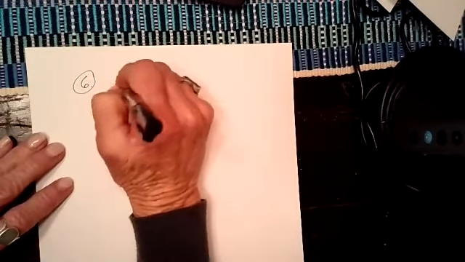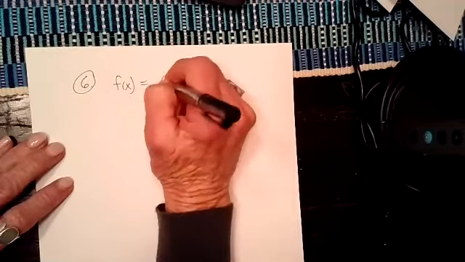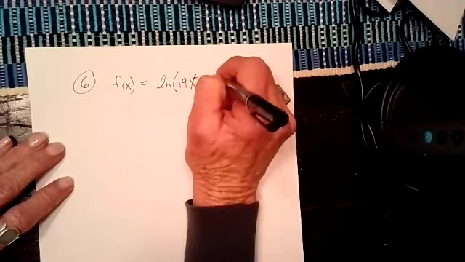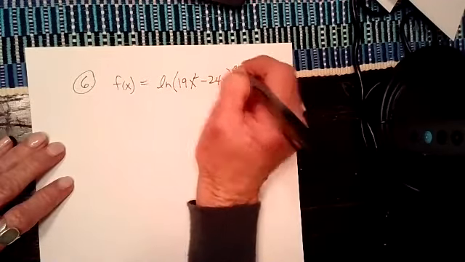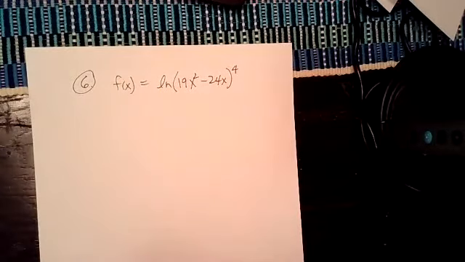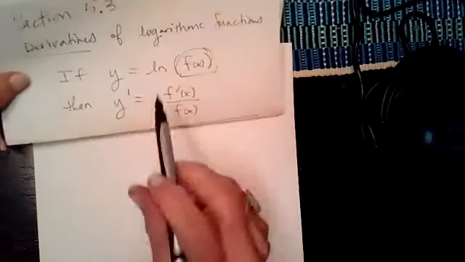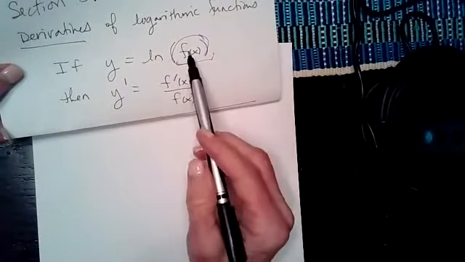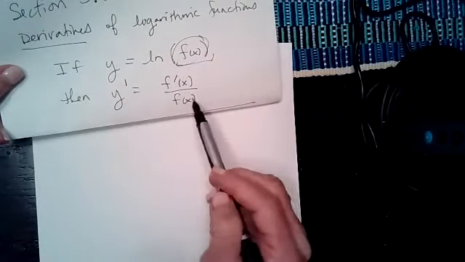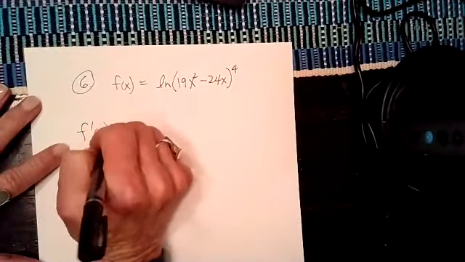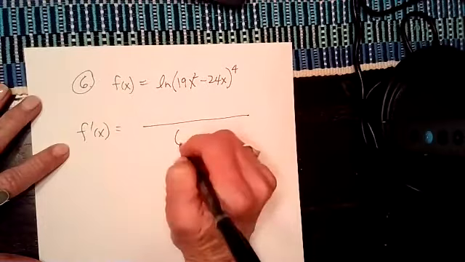So f of x is the ln of 19x squared minus 24x to the 4th power. Okay. All right. So it's a ln of a function, right? What's my rule? What's my rule say? Let's don't get crazy here. If you have an ln of a function, you take the derivative of your function and stick it over your function. Okay. So f prime of x is going to be the derivative over the function.